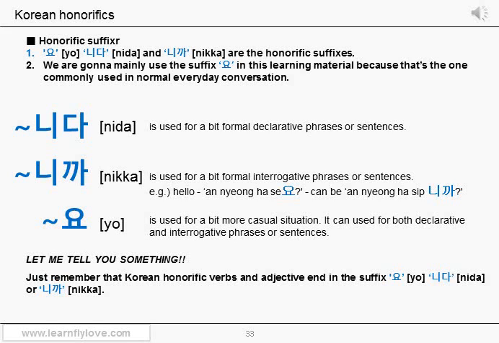Let's take a look at the interrogative honorific suffix 니까 in the middle of the page. 니까 is used for formal interrogative phrase or sentences. You know the renowned Korean greeting 안녕하세요, don't you? Have you heard of it before? If you use the honorific suffix 니까, it goes like 안녕하십니까. Okay? Just an example, no need to learn it right now. The suffix yo is very useful because you can use it for both declarative and interrogative sentence. Declarative sentence means normal sentence. Interrogative sentence means question sentence with a question mark.